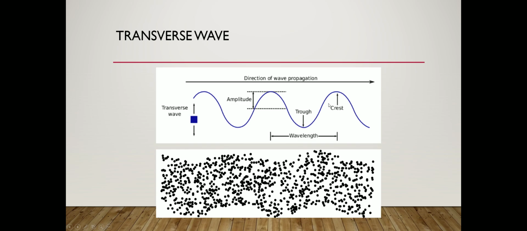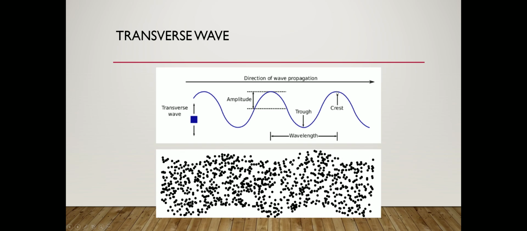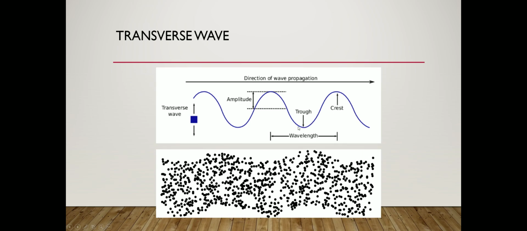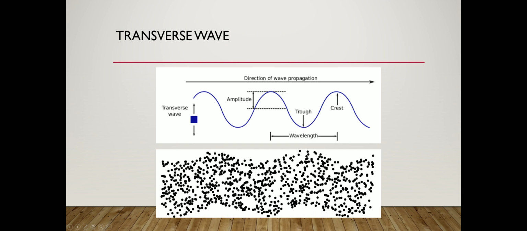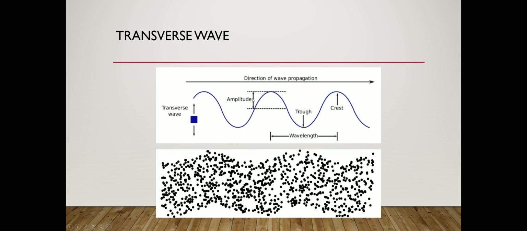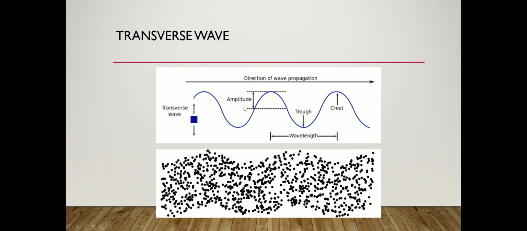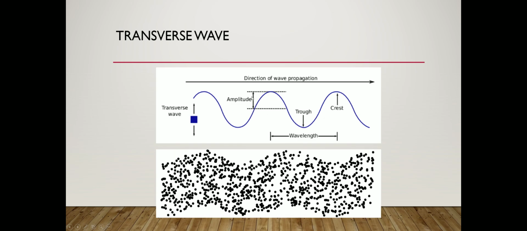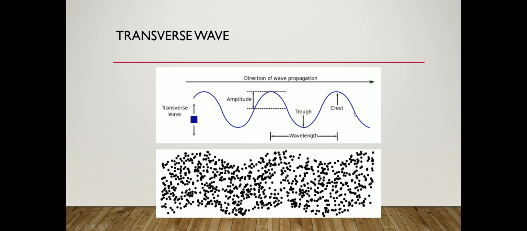The highest part that it goes, we call that the crest. The lowest part that it goes, we call that the trough. Again, you see the wavelength and you see the amplitude, because the equilibrium position is in the middle. The amplitude is how far you are from the equilibrium position.